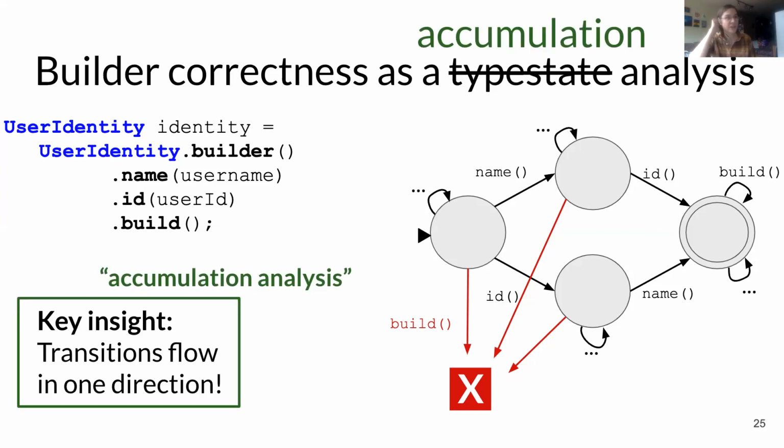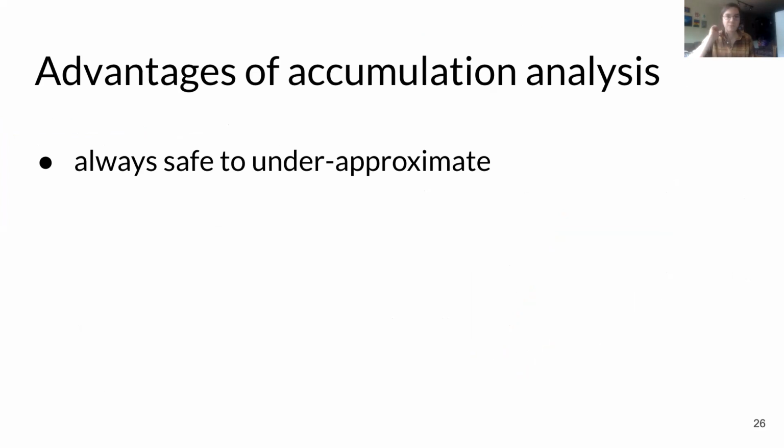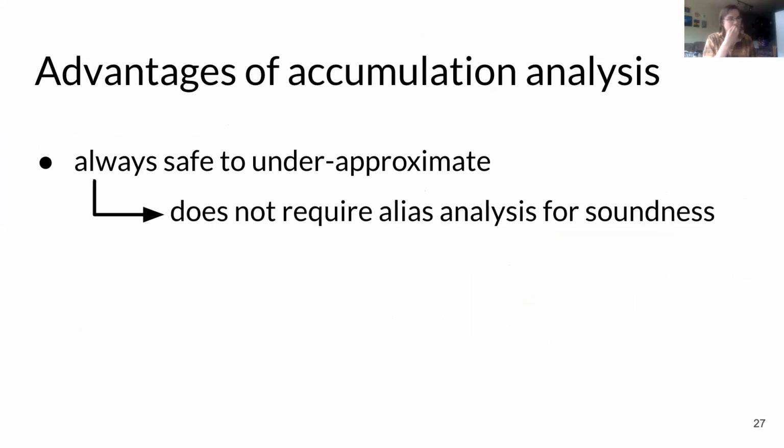We call it an accumulation analysis. So a finite state machine like this fits into this idea of an accumulation analysis, where the transitions only flow in one direction, and once you reach this accepting state, you can't get out. And an accumulation analysis has some really nice properties. First, it's always safe to under approximate. Right? We can always forget information and still retain soundness. And this means that we can dispense with the alias analysis. So we don't have to keep the finite state machines for aliases in the same state as long as we always choose a conservative under approximation.